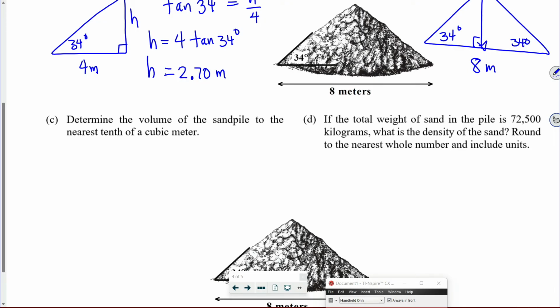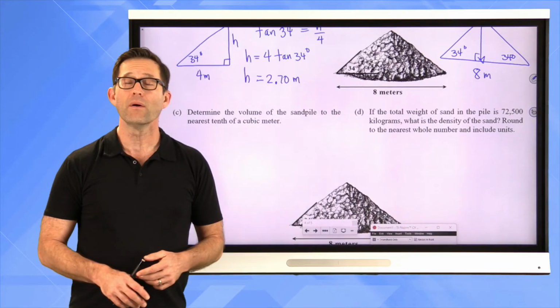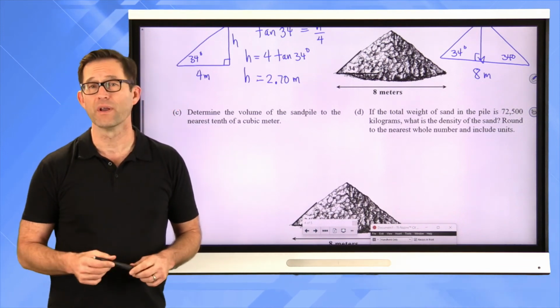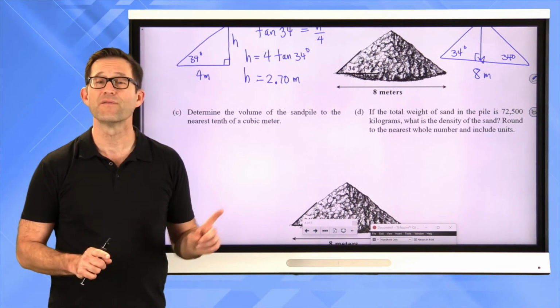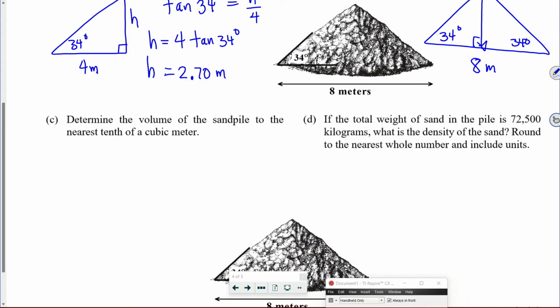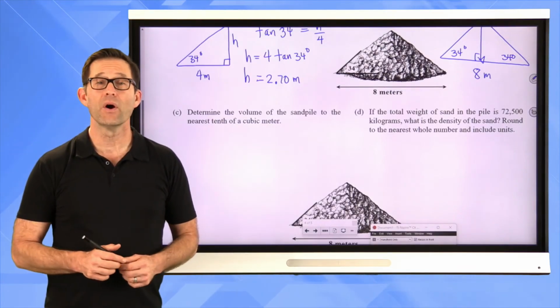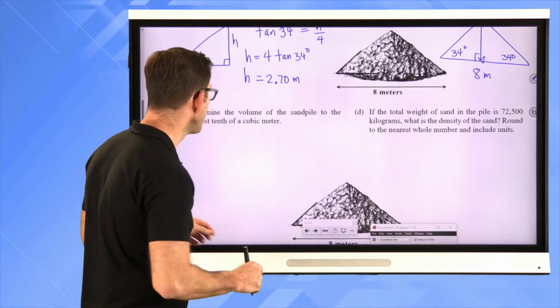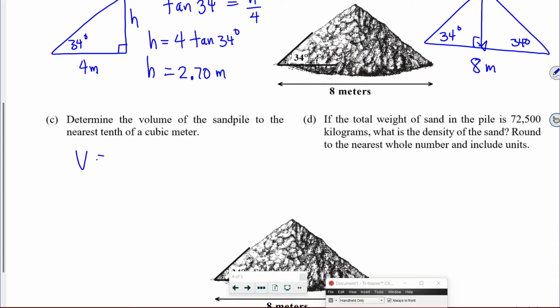Determine the volume of the sand pile to the nearest tenth of a cubic meter. See if you can remember what the volume of a cone is, and then use that to figure out the volume of the sand pile. All right, well, the volume of a cone is 1/3 the volume of the cylinder that it would sit inside that has the same height. So the volume of a cone is 1/3 pi r squared h.